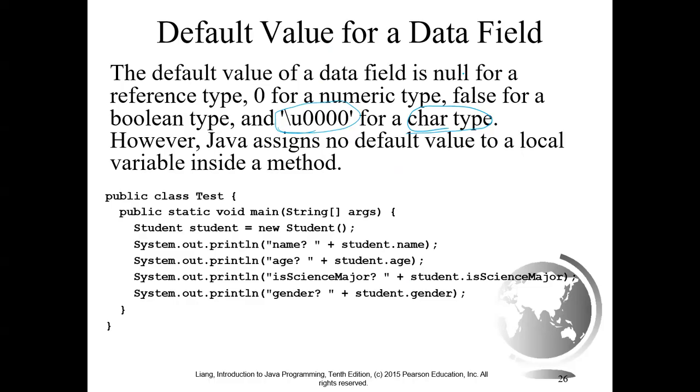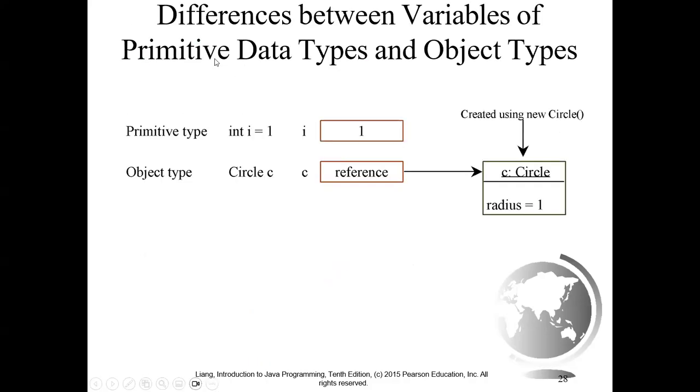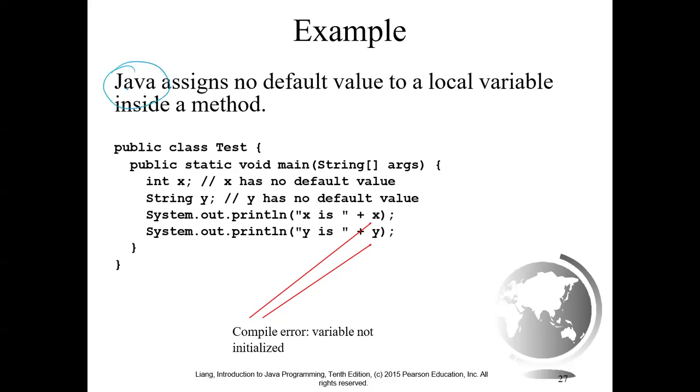However, Java assigns no default value to a local variable inside a method. Let's see this example here. We have integer x, we have string y, and if we want to print out the default values of x and y, the compiler will give us an error indicating that the variable is not initialized. That only happens with Java. So maybe in C++ or C or even Python, it may output something, but in Java, never.